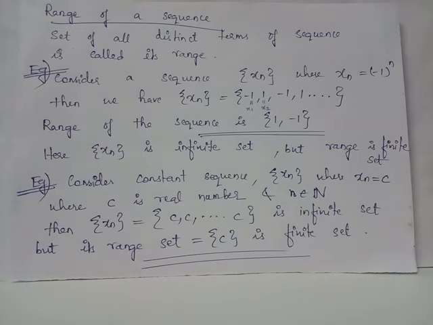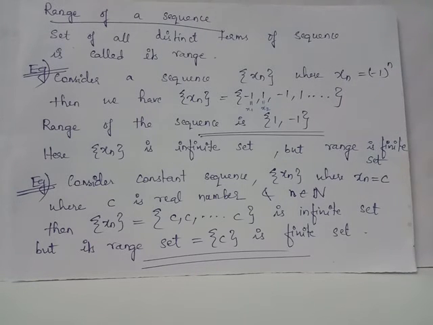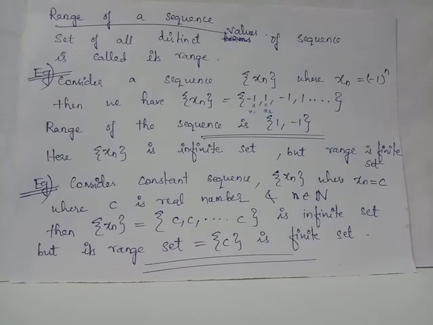Range of a sequence is the set of all distinct values of the sequence. Here we have 1 and -1 as the distinct values, and hence the range of this sequence will be {1, -1}. Notice that the sequence x_n consists of infinitely many terms.